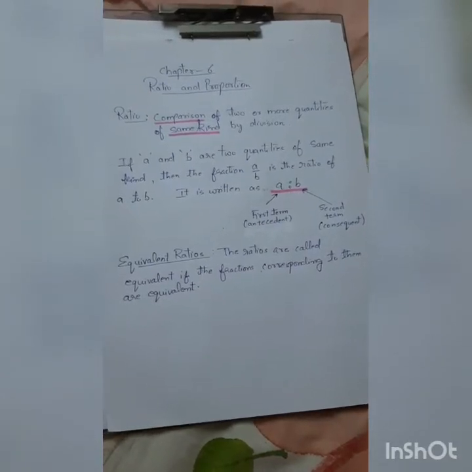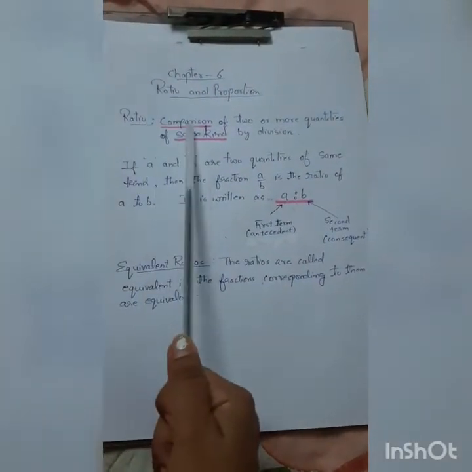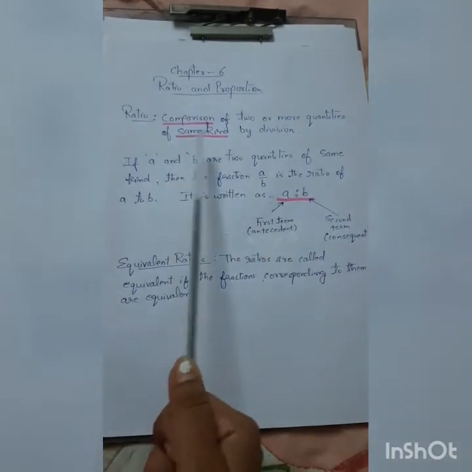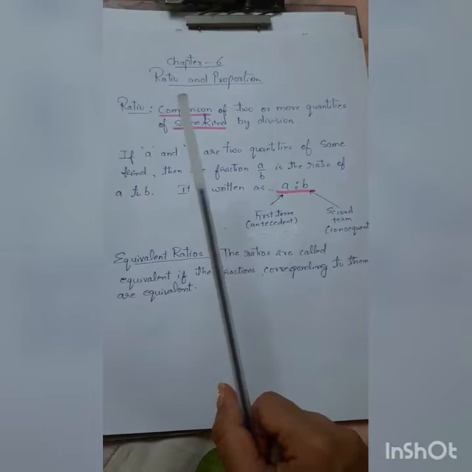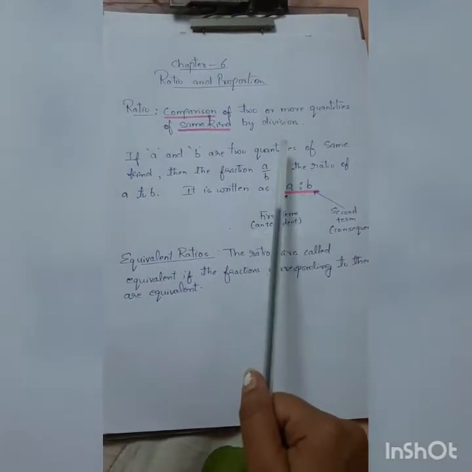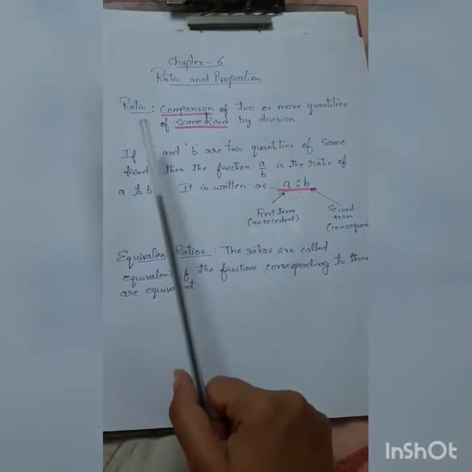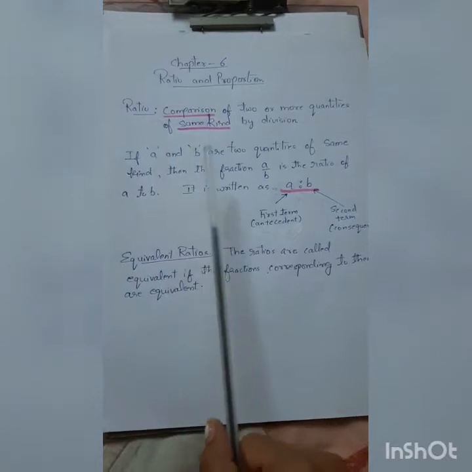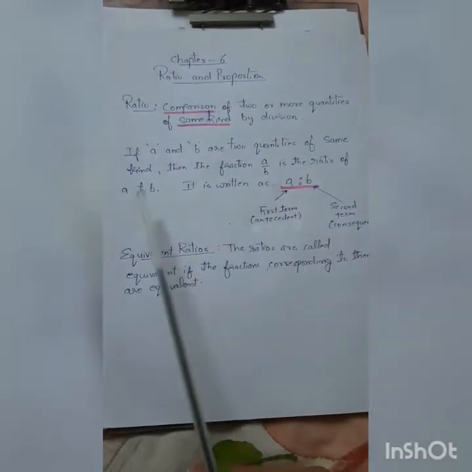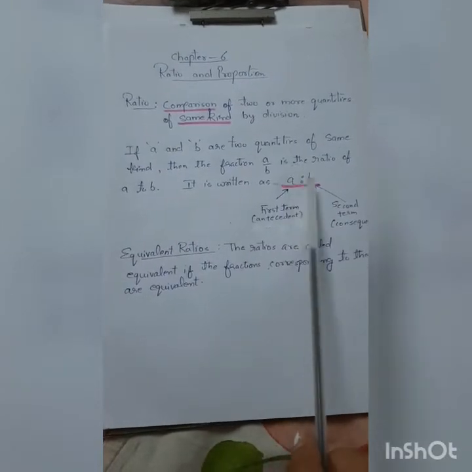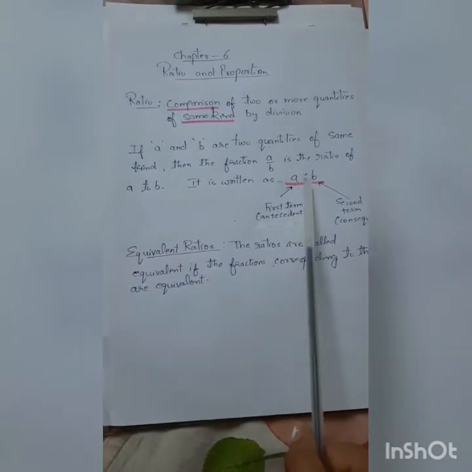Now, ratio and proportion. What do you understand by ratio? Ratio is the comparison of two or more quantities of the same kind by division, okay? Whenever we are comparing two things by the process of division, we say that is a ratio. If A and B are two quantities of the same kind, then the fraction A upon B is the ratio of A to B. It is written as A is to B.